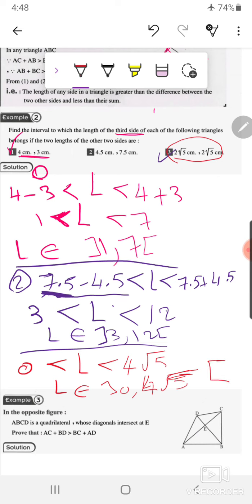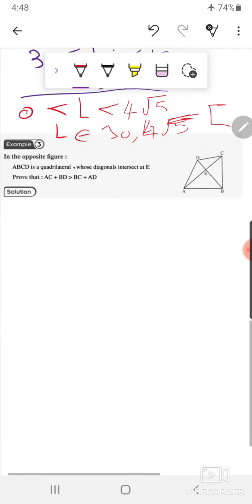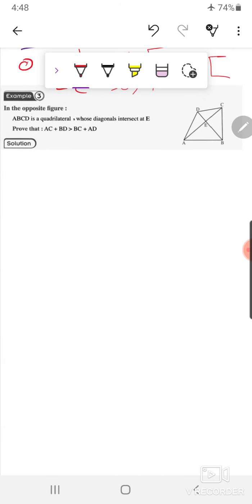Understand till now? Okay, and the last example in this lesson. Here in the opposite figure, you have ABCD, a quadrilateral whose diagonals intersect at E. Prove that AC plus BD, which are the diagonals, is greater than BC, this one, plus AD, this part. Did you see it? Okay.